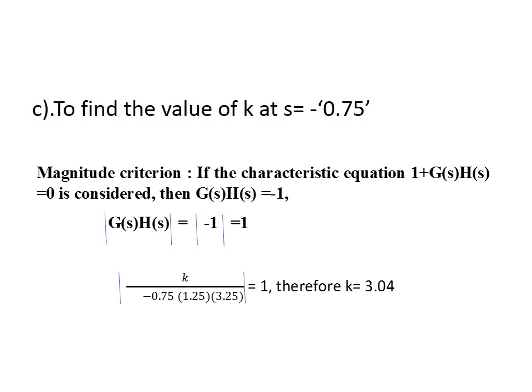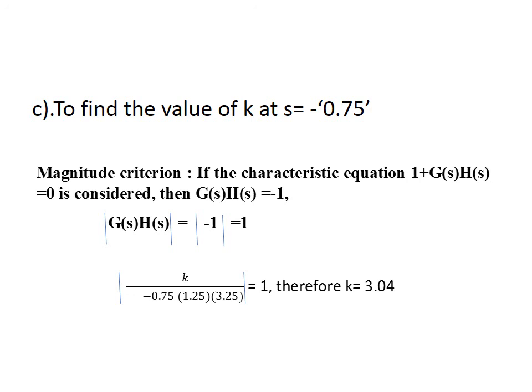Now to find the value of K at the point s = -0.75. This is done only when, through our angle condition, we know that the point belongs to the root locus. Only then do we go for the magnitude criterion to find the value of K. In 1 + G(s)H(s) = 0, G(s)H(s) becomes minus 1 and the magnitude of G(s)H(s) becomes 1. So we substitute the value of -0.75 in the function and find K. It is as simple as that. We get K = 0.75 × 1.25 × 3.25, which gives us K as 3.04.